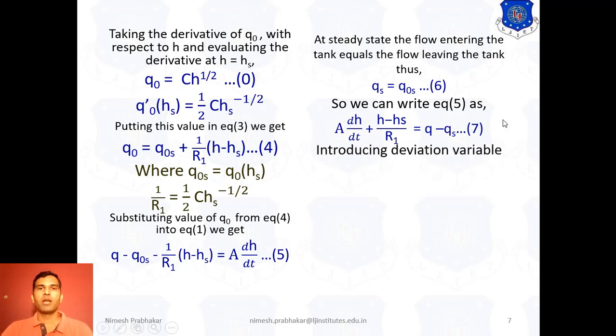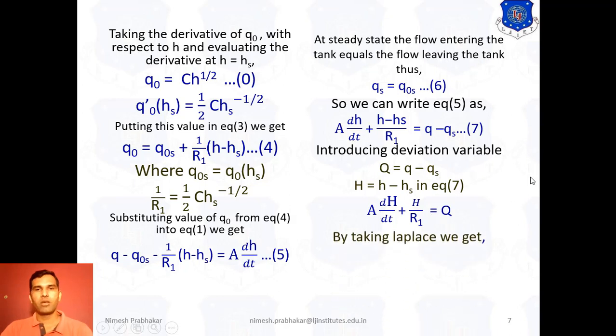Now introducing deviation variables, Q minus Qs is equal to capital Q, and H minus Hs is nothing but capital H, because this is also the change in height. So we can write equation number 7 as A d by dt of capital H plus H by R1 is equal to Q minus Qs, which is equal to Q.